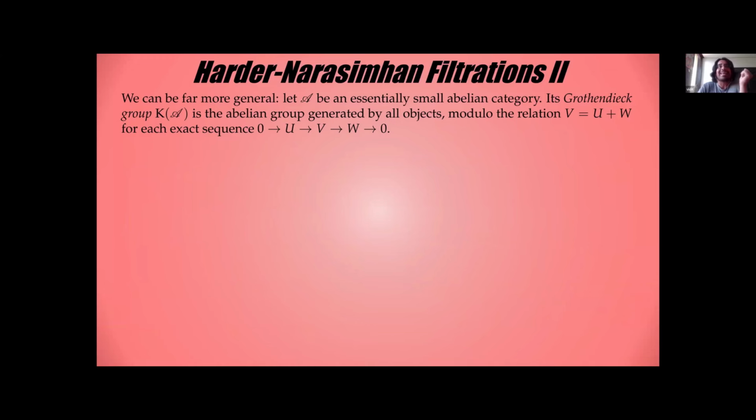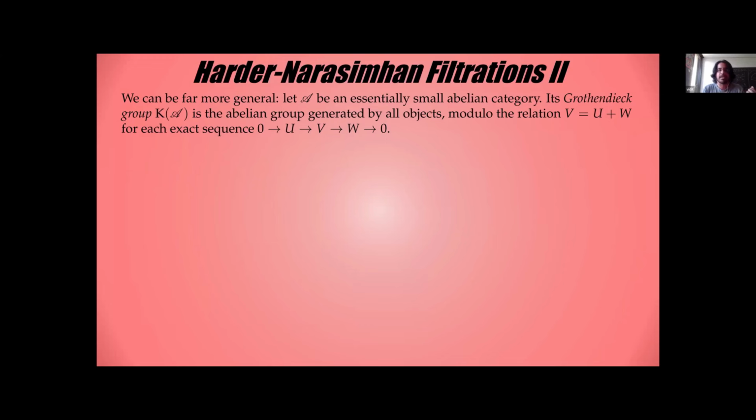So let A be a small abelian category, and then remember that its Grothendieck group K of A is the abelian group generated by all the objects, subject to the relation that V equals U plus W for each short exact sequence 0 to U to V to W. This is exactly the additive property, we're just formalizing what an additive object is by giving them a domain.